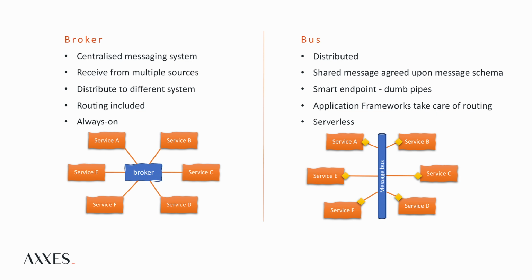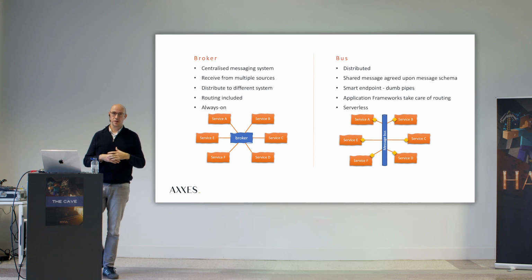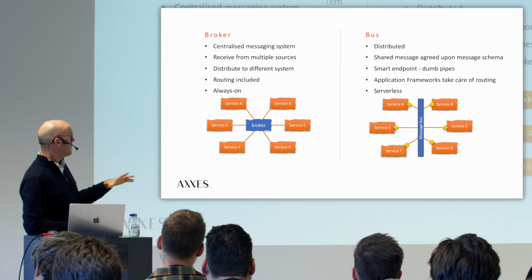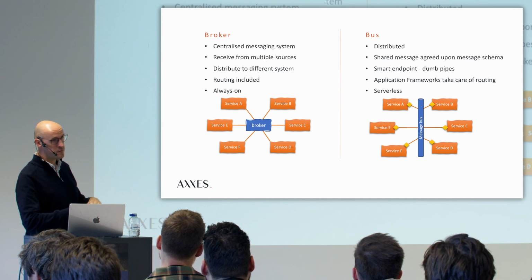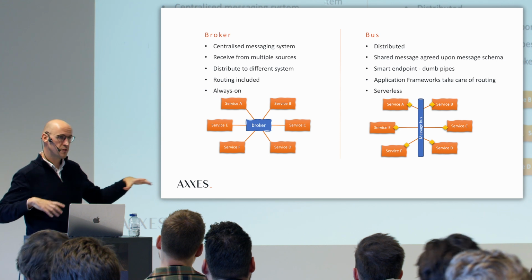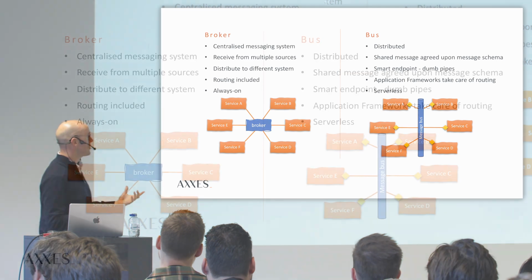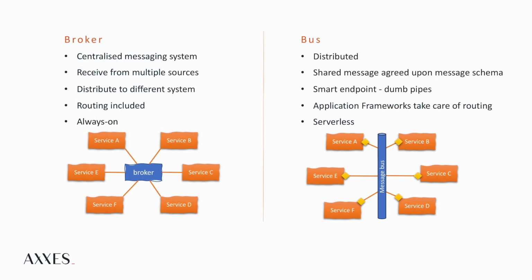On the other hand, brokers, in my words, are always-on systems. So you're going to deploy a queue, a broker, and you can cluster it. But for high availability, you maybe need to deploy 2 or something like that. On the other hand, you have a bus. And a bus, in my eyes, is more of a distributed system. You have more different queues, which are not correlated to each other. And they have more of a shared message, an agreed-upon set of message schemas.